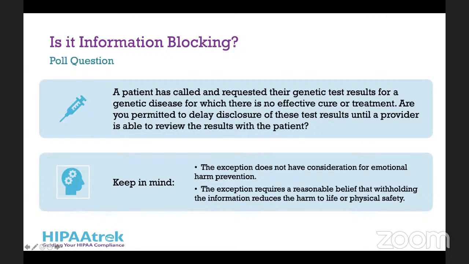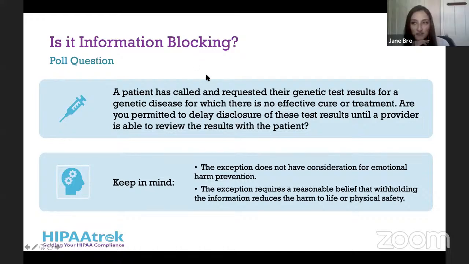All right, we got about 50% of the attendees voted. I'm going to go ahead and close the poll. All right, we have 20% said yes, 59% said no, and 22% said it depends.